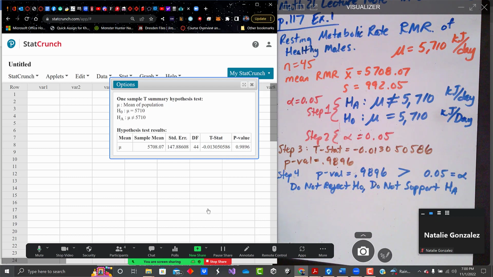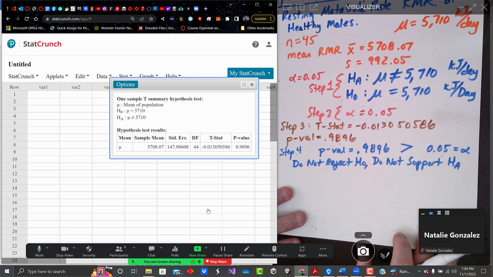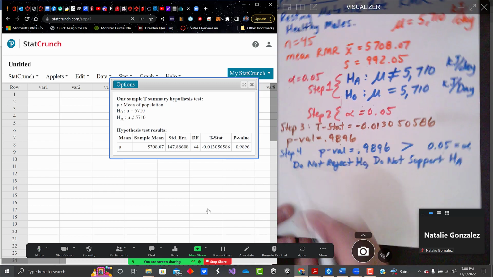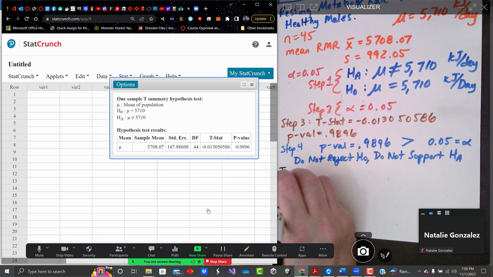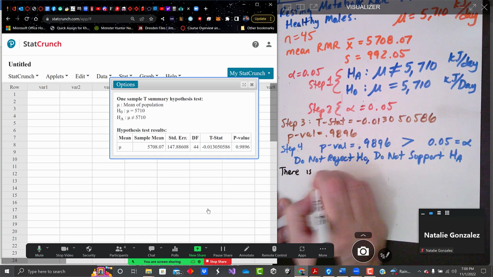All right, step 5, statement of conclusion. So I do not want to reject H0. I do not want to support HA. I don't want to support it because there's not enough evidence. So there is insufficient evidence.